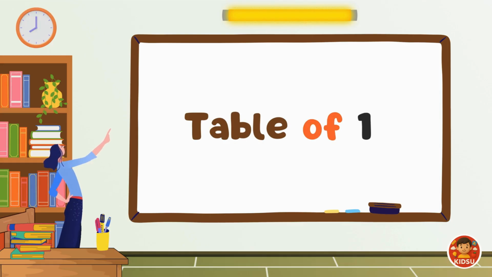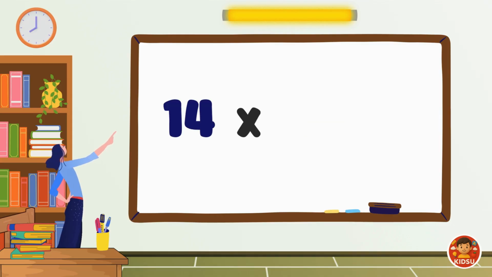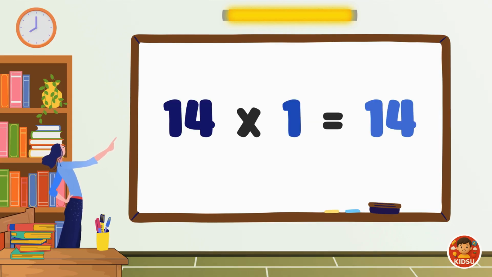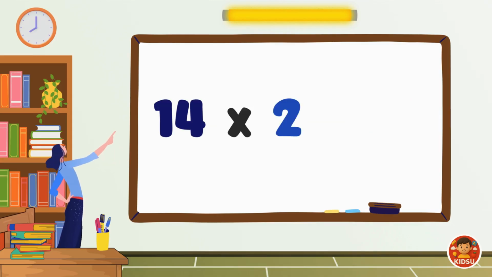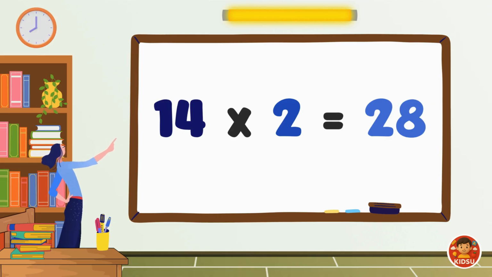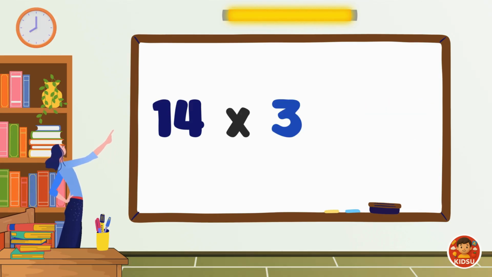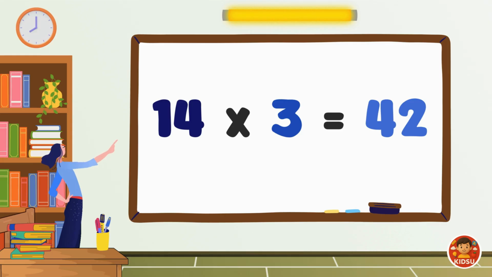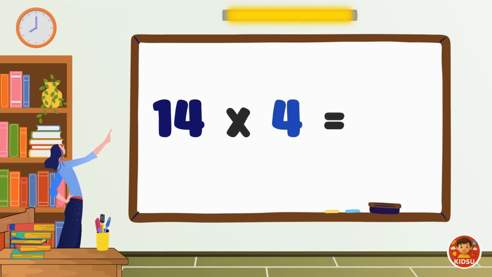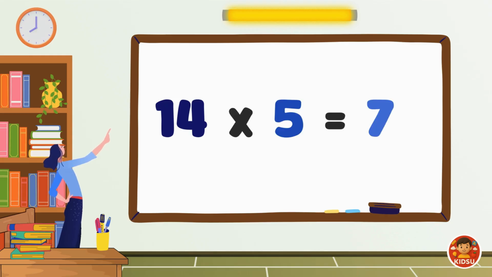Today, let's learn the multiplication table of 14. Say along with me and have fun. 14 ones are 14. 14 twos are 28. 14 threes are 42. 14 fours are 56. 14 fives are 70.